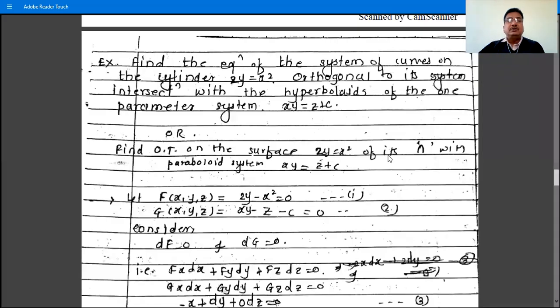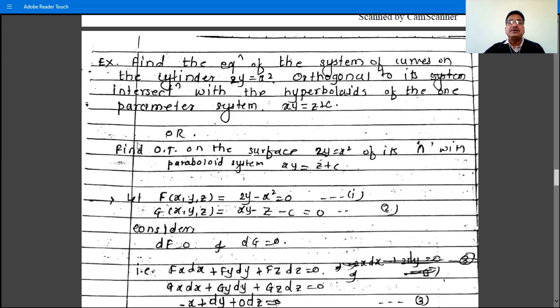Next example of orthogonal trajectories. Find the equation of the system of curves on the cylinder 2y = x² orthogonal to its intersection with the hyperboloid of the one-parameter system xy = z + c. So the word orthogonal is there, and we have to find the orthogonal trajectories.